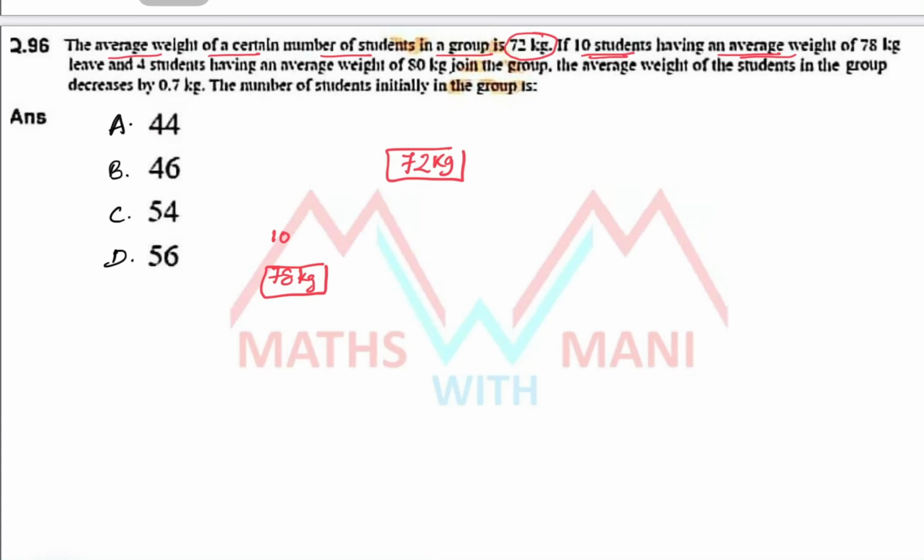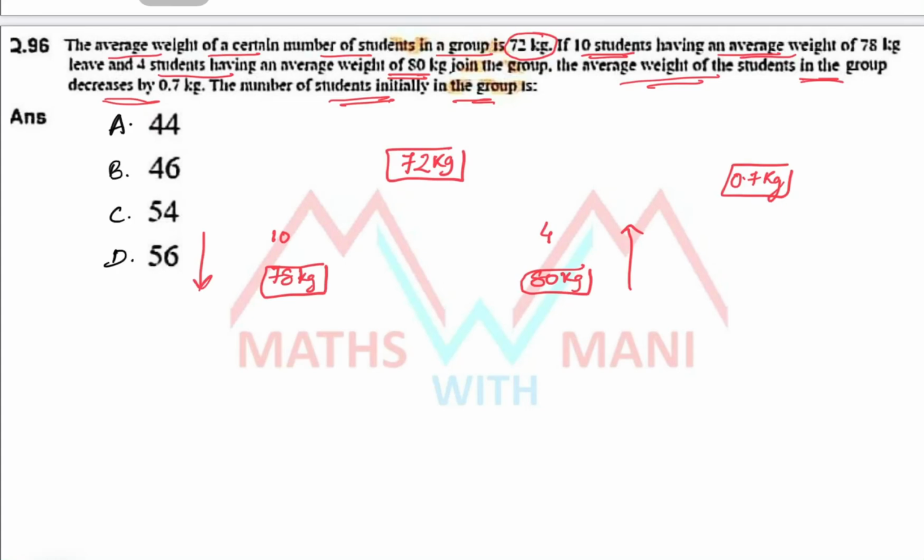They left that group, they are outgoing. And 4 students having an average of 80 kg join the group. Their average 80 kg, they joined into this group. The average weight of the students in the group decreases by 0.7 kilos. The number of students initially in the group. What about the total number of students which were there initially in that group?